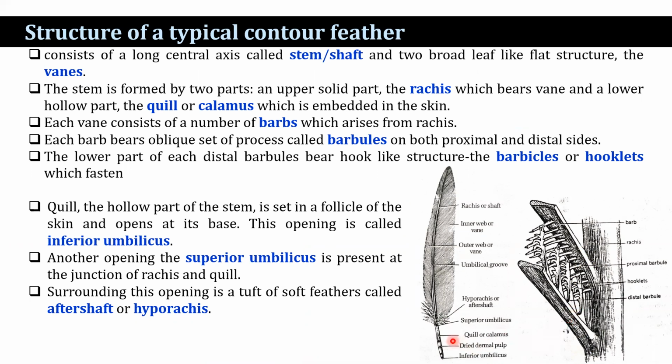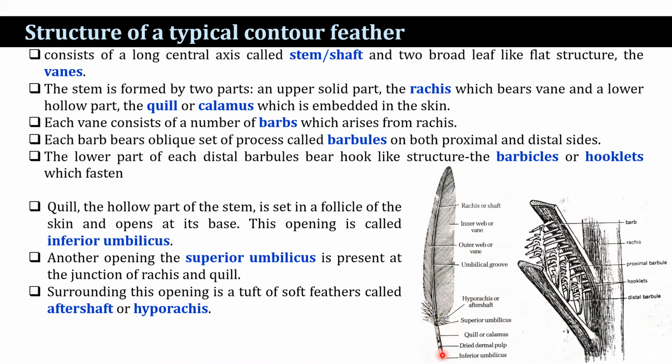Now, what is the structure of a typical contour feather? The typical contour feather consists of a long central axis that is known as stem or the shaft, and that contains on both sides two broad leaf-like flat structures that are known as vanes. The stem is formed by two parts. This is the upper part, and this upper part is a solid part that is known as rachis that bears a vane, and this is the lower part.